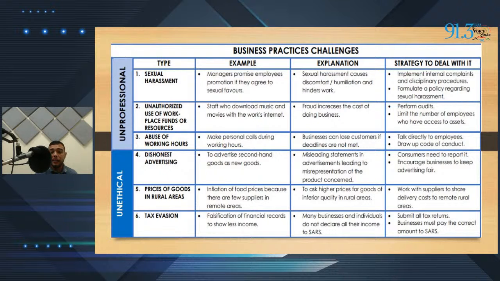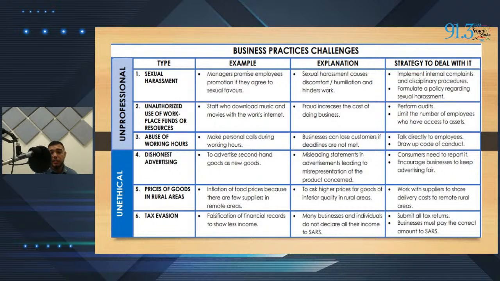Unethical business practice challenges. They would ask you this as well in your examination. All you have to say is dishonest advertising, prices of goods in rural areas, and tax evasion. So, dishonest advertising, the example they'd use there is to advertise second-hand goods as new goods. You'd always see this take place on Facebook or your social media.